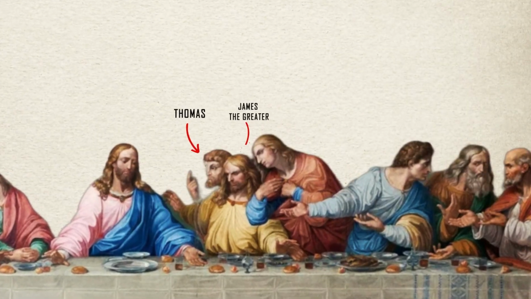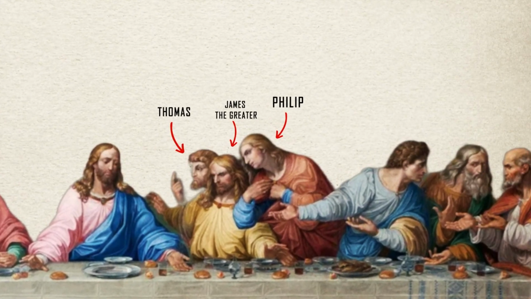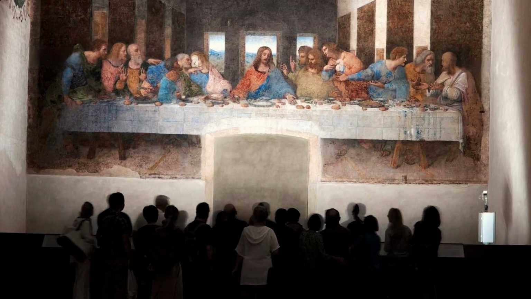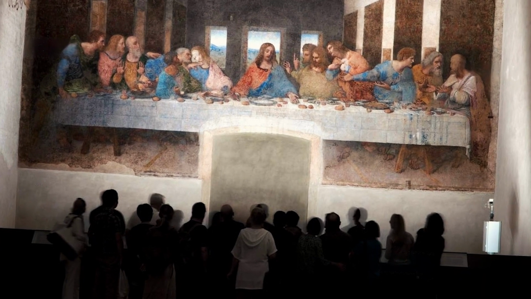Thomas, James the Greeter, and Philip are shown as astonished and seeking an explanation, while Matthew and Jude Thaddeus go to Simon the Zealot for answers. An unsigned duplicate of the picture has revealed the identities of each apostle.